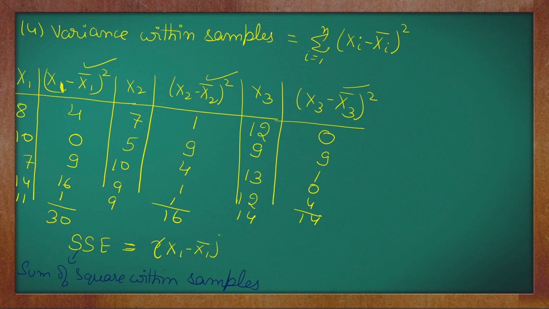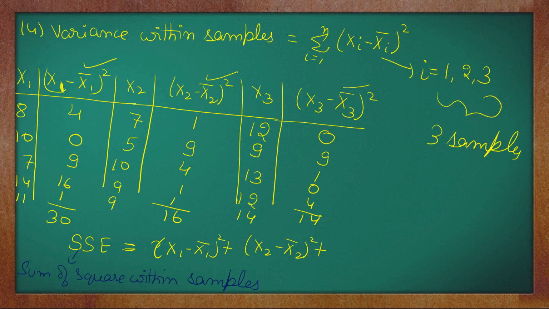X1 minus x1 bar whole square plus x2 minus x2 bar whole square. I'm just applying this formula here, putting i equals 1, 2, 3 because we have 3 samples. And then x3 minus x3 bar whole square. Now what is this? 30 plus 16 plus 14. Total is 60, sorry. Now I'm going for the last step.